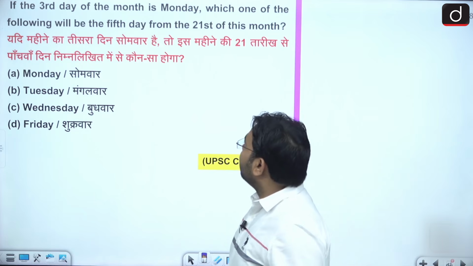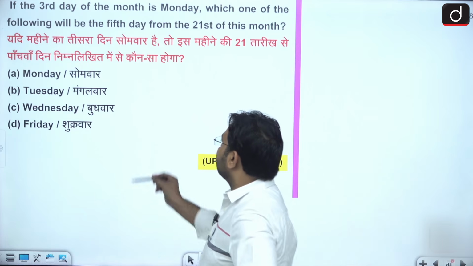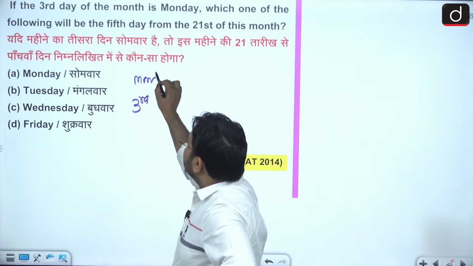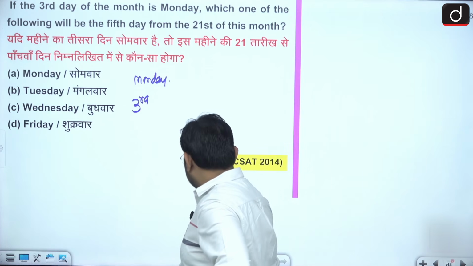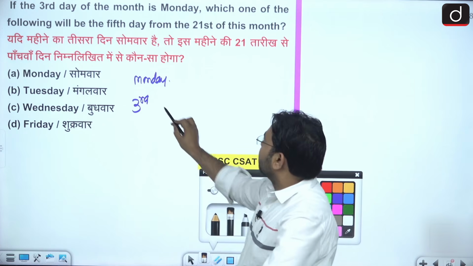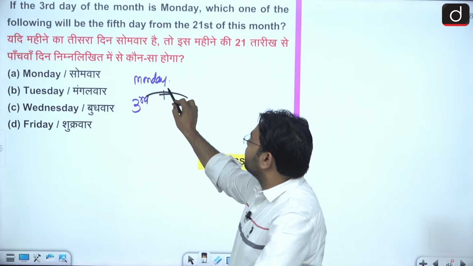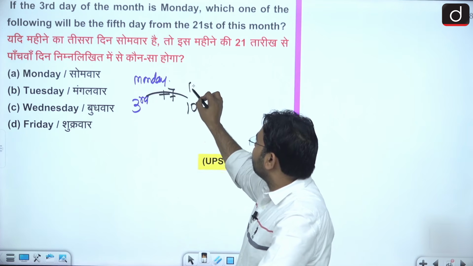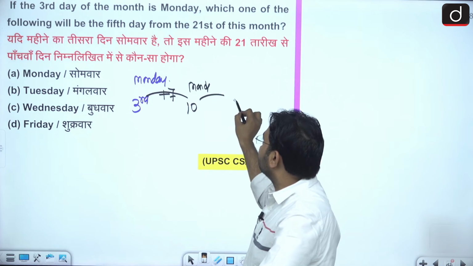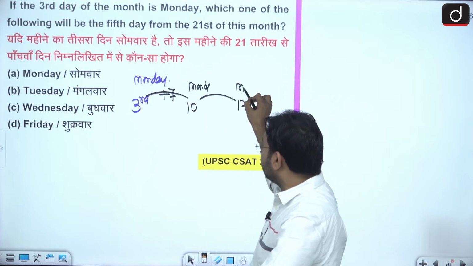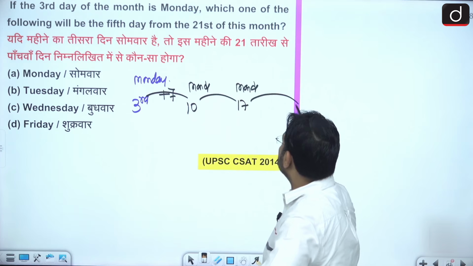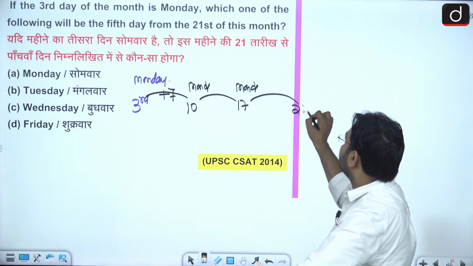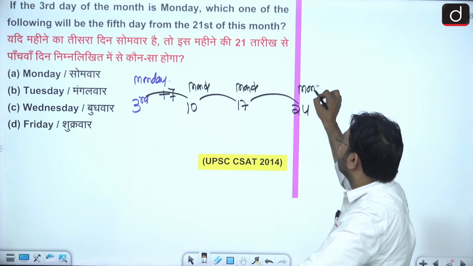Focus. If the third day of the month is Monday, it means the 3rd is Monday. Then next Monday is on, add 7 in this. 3 plus 7, the next Monday is on the 10th. Then the next Monday is on the 17th. And the next Monday is on 17 plus 7, 24. 24th is Monday.